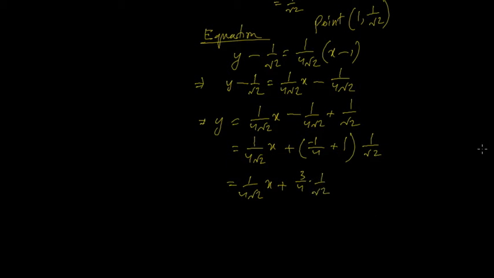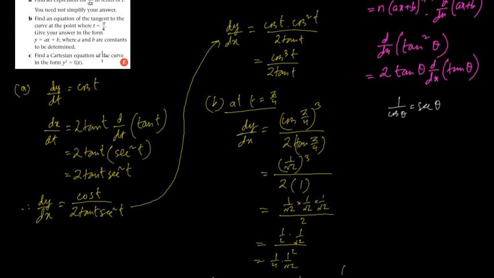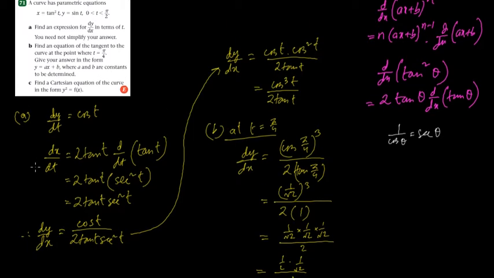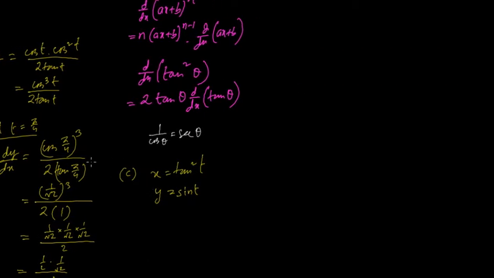The final question is Cartesian. Find the Cartesian equation of the curve. So the curve is x equals tan squared t. Let me write it down here. So x equals tan squared t, and y equals sine t. So we have to convert this into Cartesian format, and it has to be y squared equals f(x). In order to do this, we need some sort of equation that will connect the two.